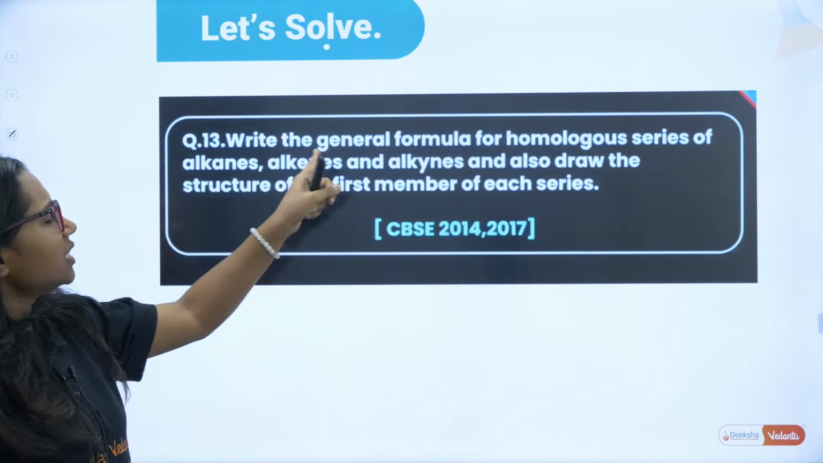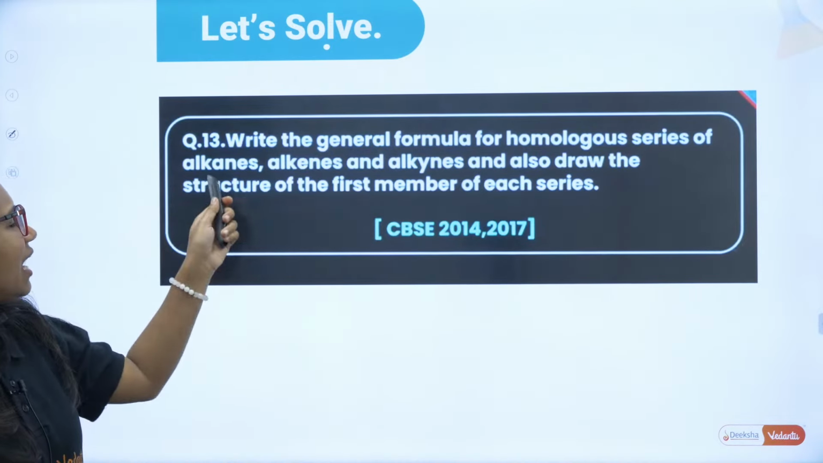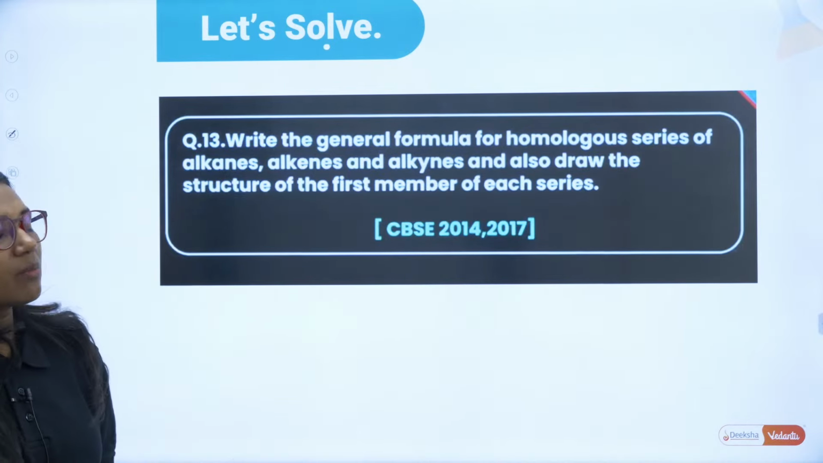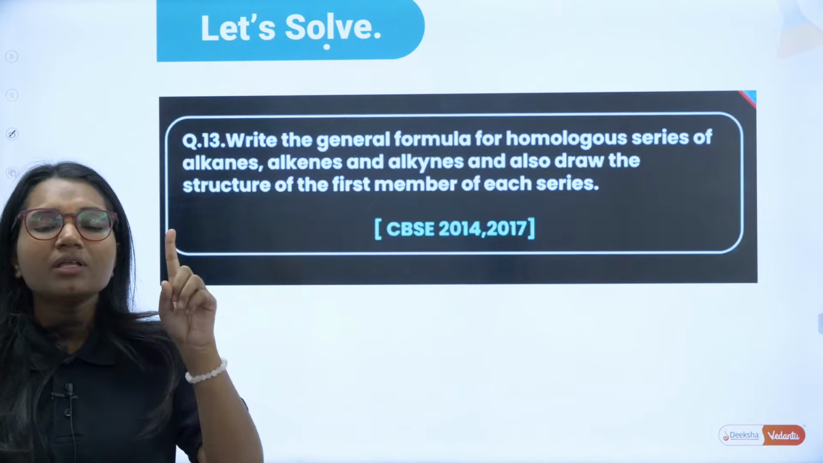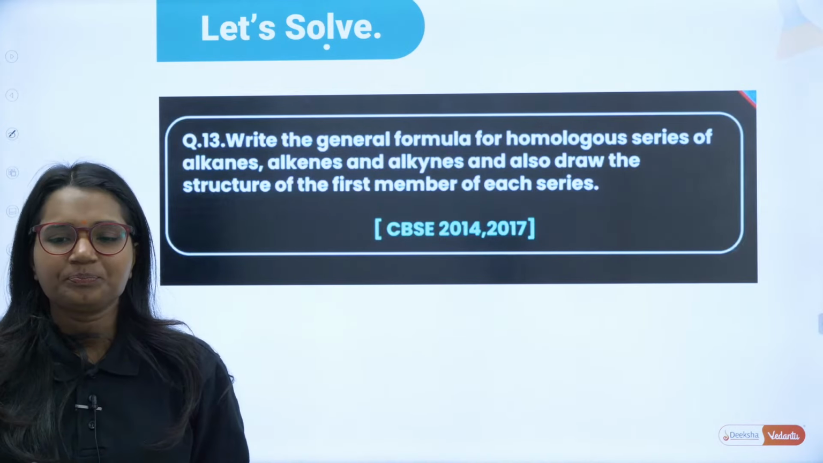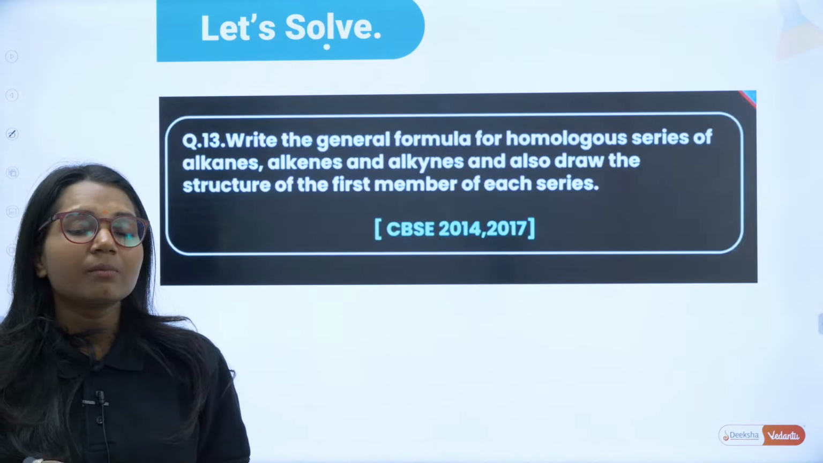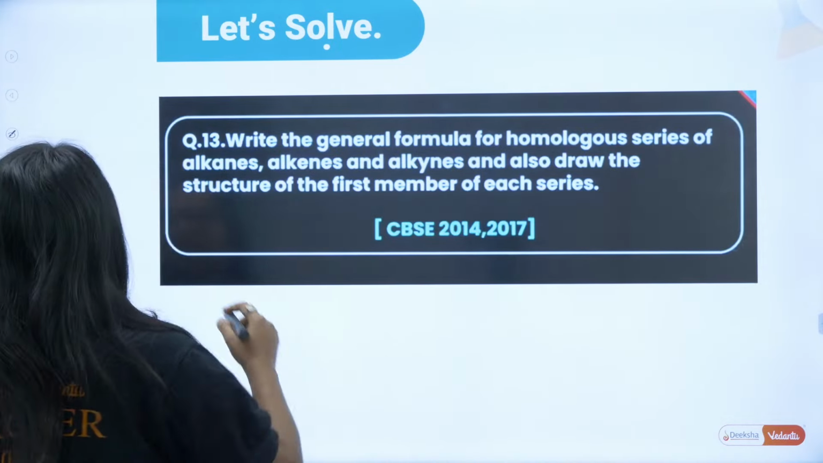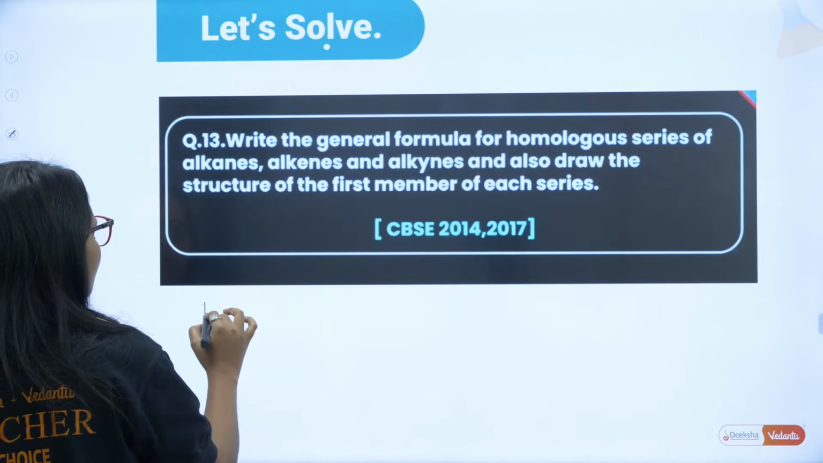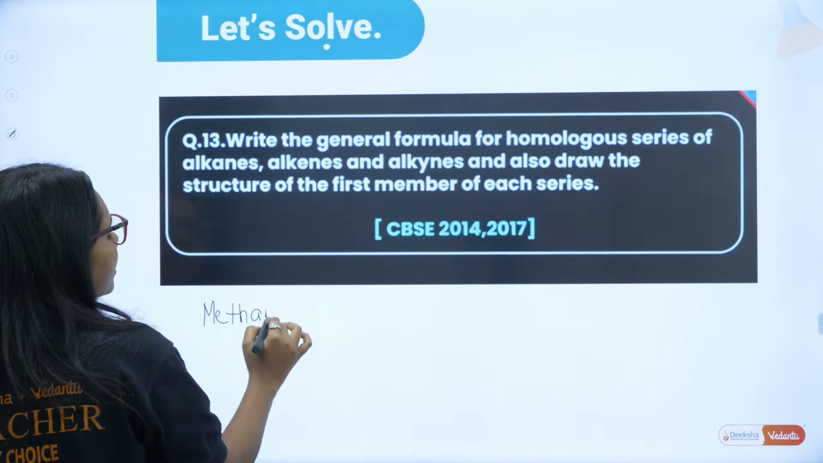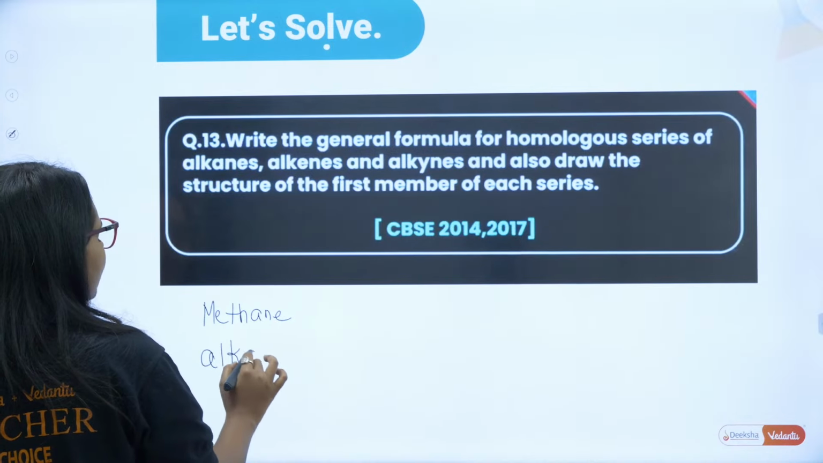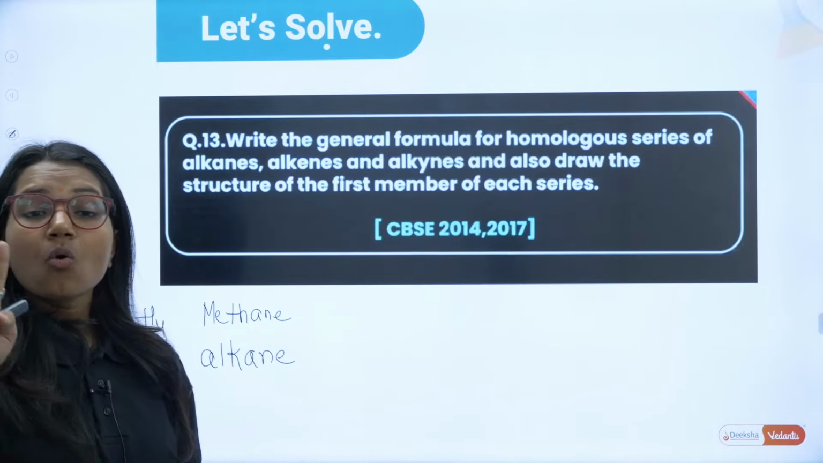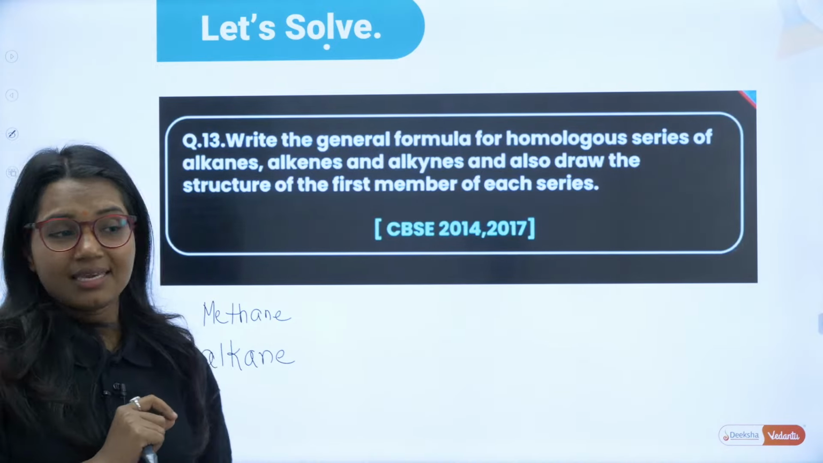Write the general formula for homologous series of alkane, alkene and alkyne, and also draw the structure of the first member of each series. Can you tell me the first member of alkane? One carbon containing alkane. Methane is the first member of alkane. What is the formula? CH4. Correct?